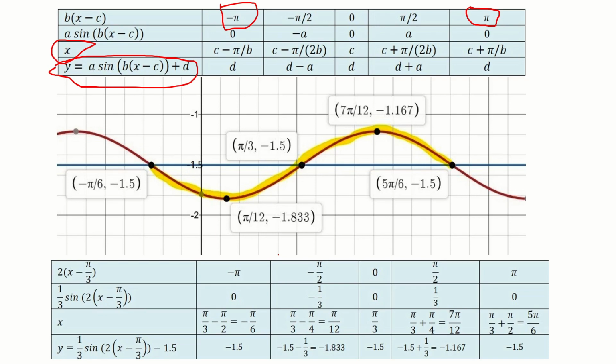Much like the value of 1 divided by 3 sine of 2 times x minus pi divided by 3, this is also a constant repetition of a pattern. You'll see minus 1.5, and then minus 1.833, minus 1.5, minus 1.167, and so on as an infinite pattern.